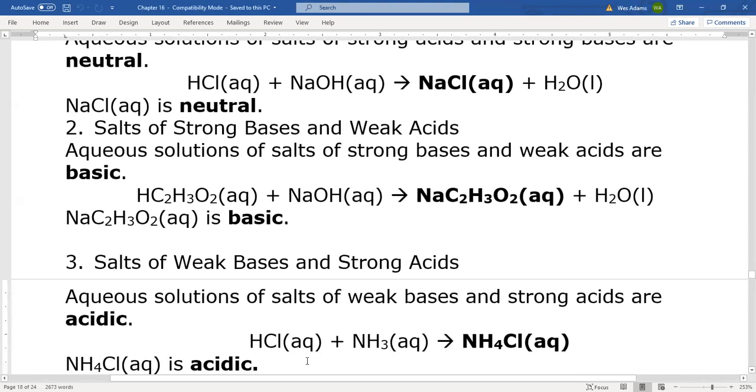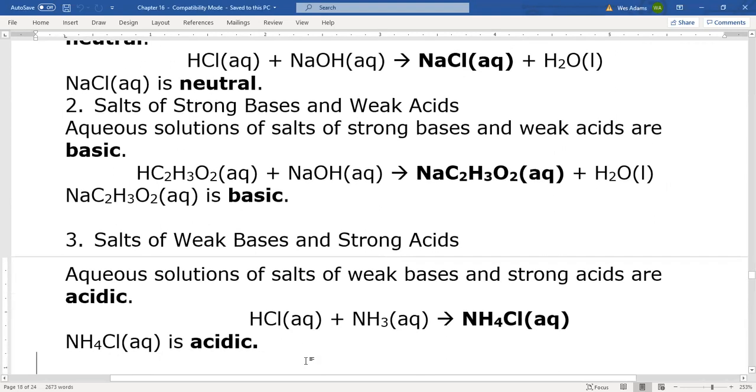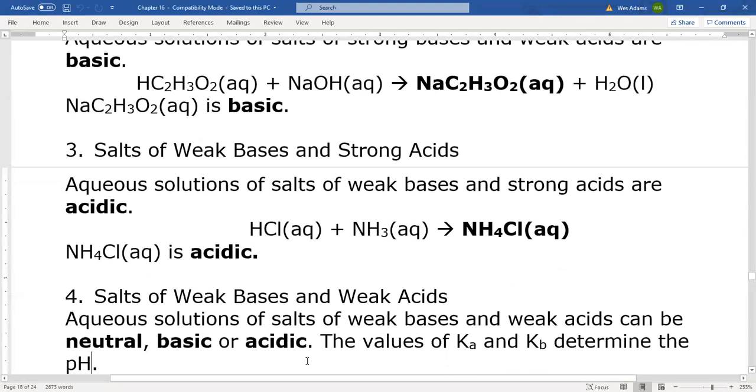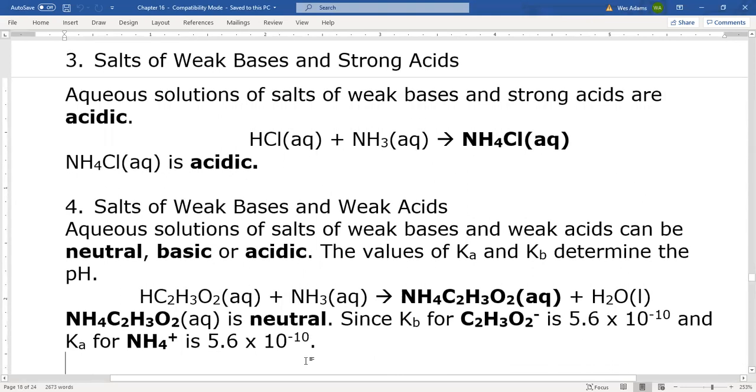Then what if I got a weak base and a strong acid? So you got, say, something like HCl plus ammonia, which is a weak base, and I form ammonium chloride, which is our salt. Now chloride was from HCl, so that's still a neutral ion, but the ammonium ion is the conjugate acid of a weak base, and conjugate acids of weak bases are themselves acidic, so the ammonium chloride aqueous solution would be acidic.